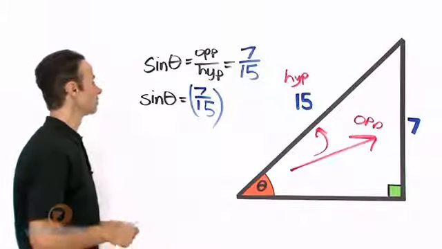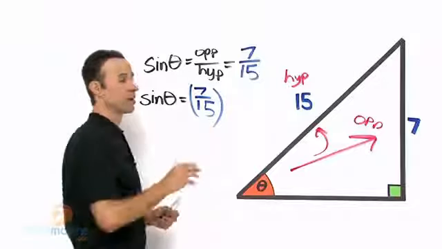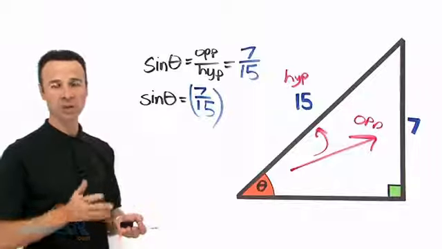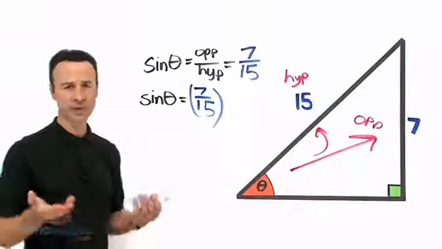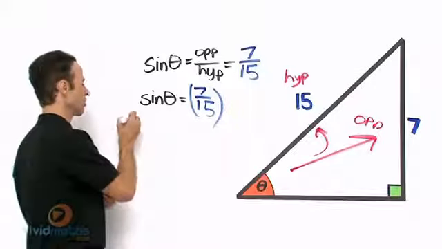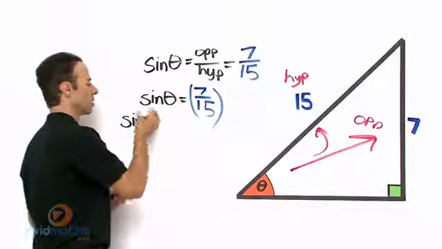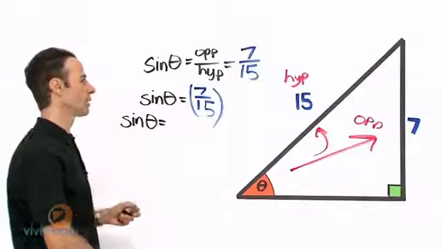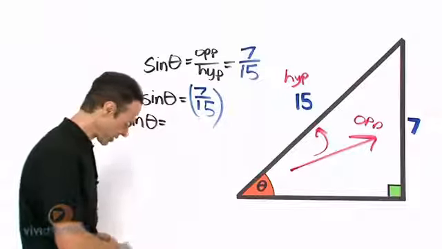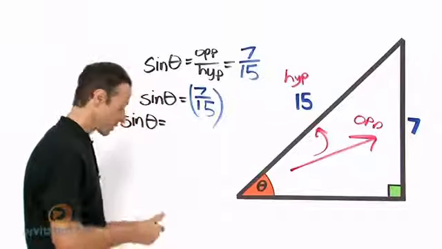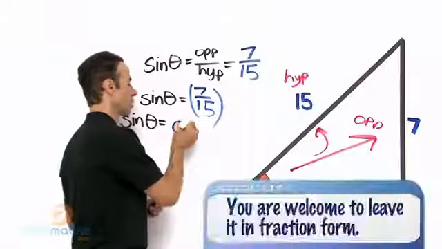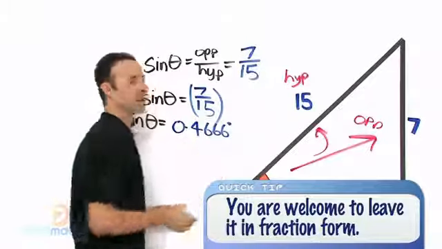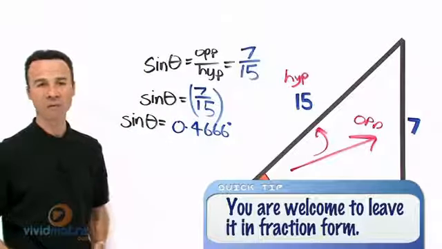We can actually simplify the 7 over 15 and change it into its decimal. The way to do that on your calculator, you probably know how, but you can go 7 divided by 15. That'll give you the decimal. So sine theta equals 7 divided by 15, which on the calculator is 0.466. Let's write that down: 0.4666 repeating. The 6 goes on forever.